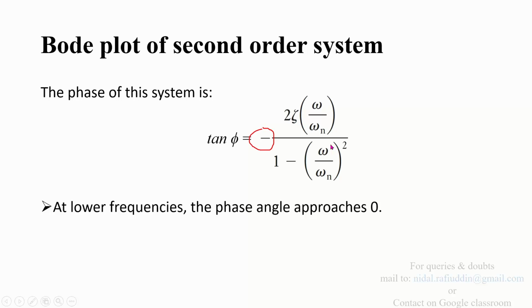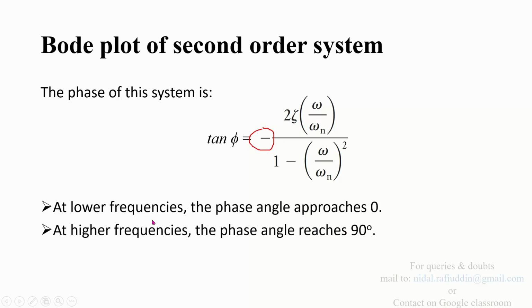If you look into this expression, this value will be close to 0, which means you are left with 1 in the denominator, and the numerator will become 0. So you are going to have tan phi equal to 0 upon 1, which makes the angle 0. For higher frequencies, the phase angle will reach 90 degrees. So for higher frequencies, you are going to have this as negative and this one as negative. In fact, this will be larger than the numerator, so this will make the expression infinite.